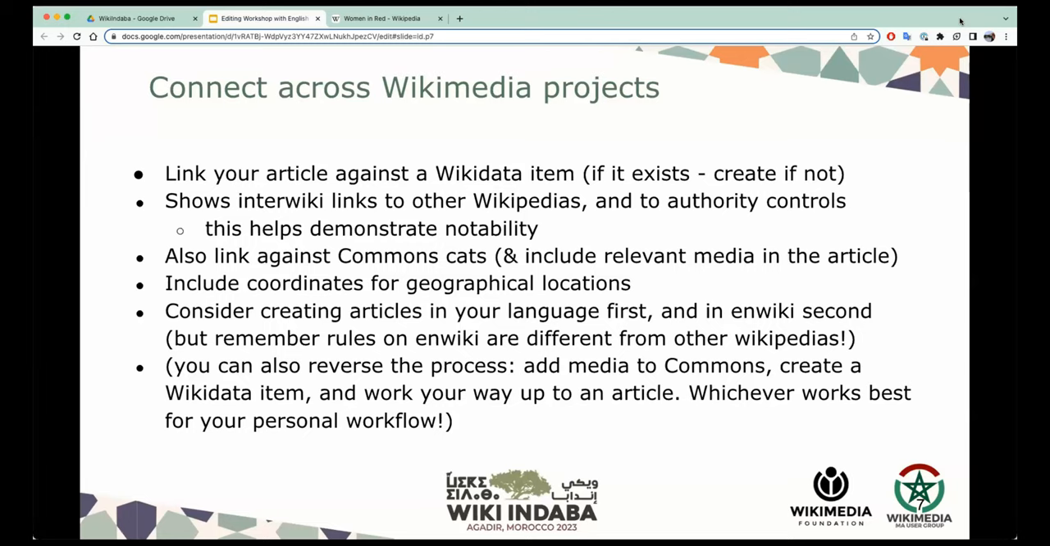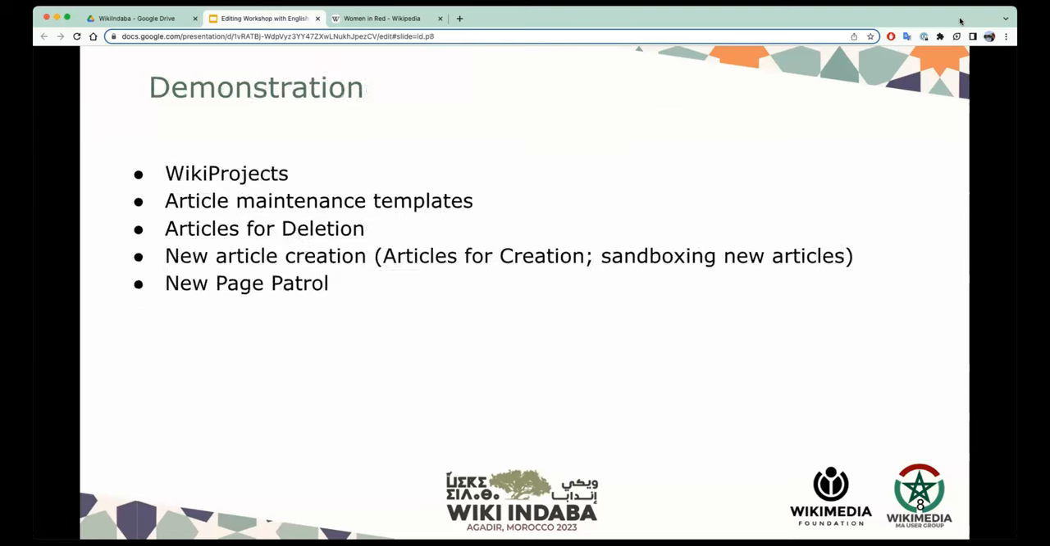This demonstration. Thank you, Mike. Next slide. All right, so let's do a demonstration actually looking at some English Wikipedia pages. The first one is going to be WikiProjects.